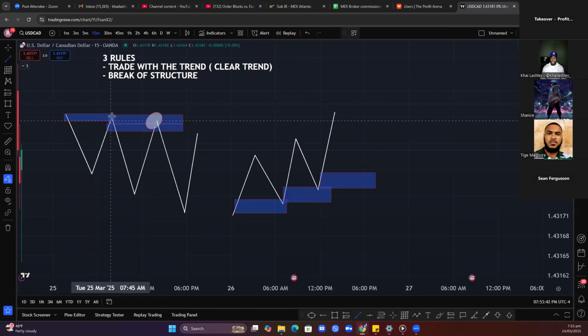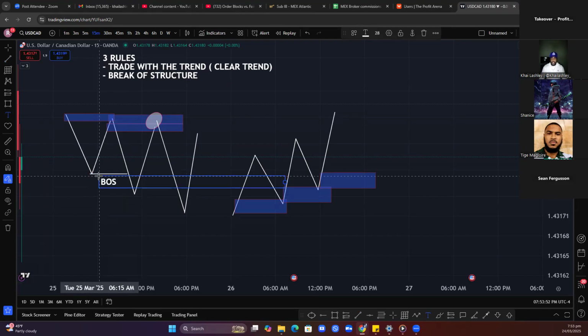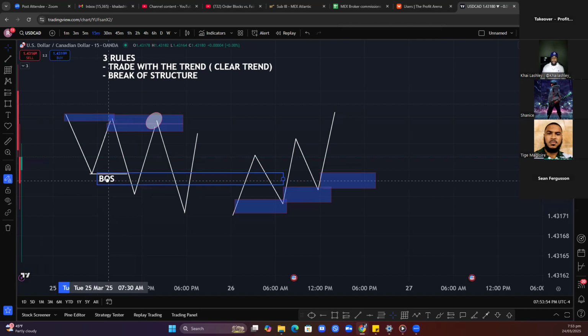So, for example, if price comes up here and pushes down, the market breaks structure here, which of course signals a continuation of price. We know we got a break of structure. That means that this is considered to be a strong high. Please remember this: any high that breaks a low is considered to be a strong high.